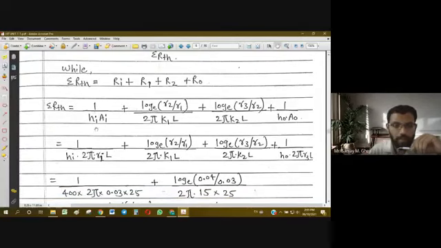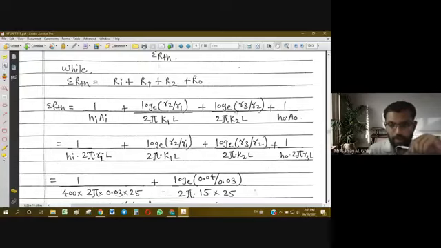Ri is a convective resistance, so it is 1 upon hA. Since it is on the inside, it is 1 upon hi into Ai. R1 is the conductive resistance of a hollow cylinder. The standard formula we have already derived in the theory; you should know and well remember it. So it is log of r2 by r1 divided by 2 pi K1 L. Then conductive resistance R2 is log of r3 by r2 divided by 2 pi K2 L.